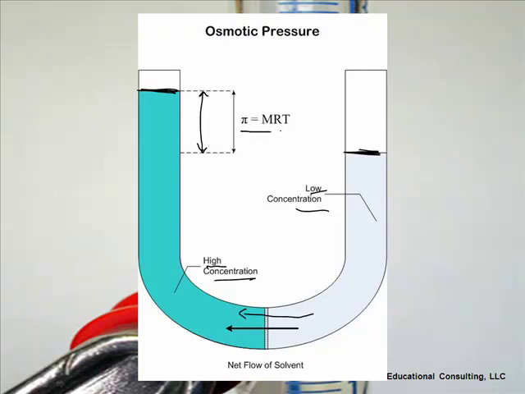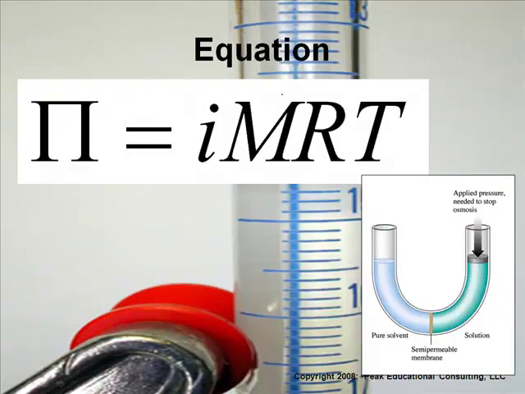And we can determine mathematics with it. The equation actually is a very simple equation. We'll go back here. It's the pi MRT equation.